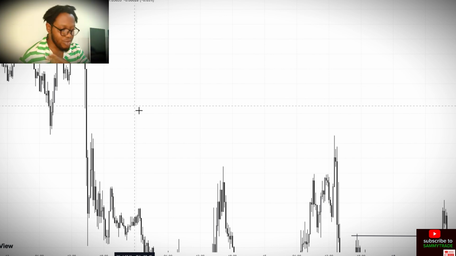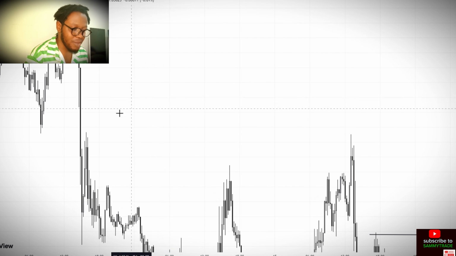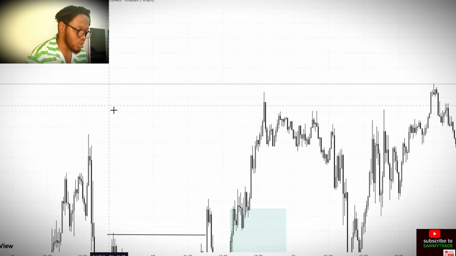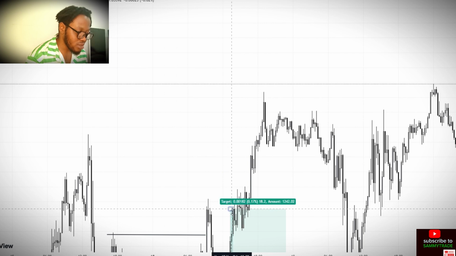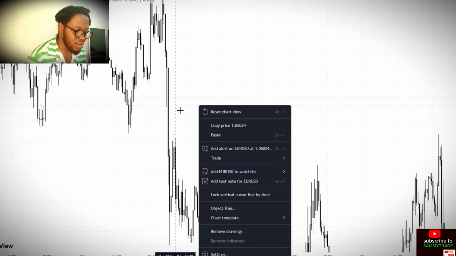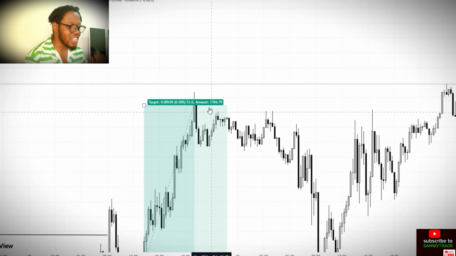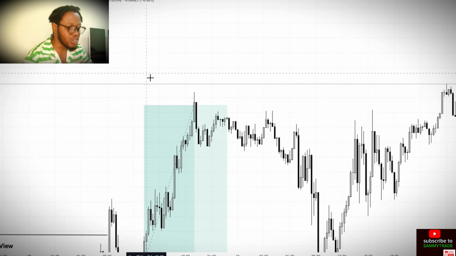50% of the fair value gap is enough. Just look for 50% of the fair value gap, which is like, I think, right here. Just place your take profit at that point, at that 50%. Can you see, guys? 50% of it. So what did you see? Price traded just into it and retraced.